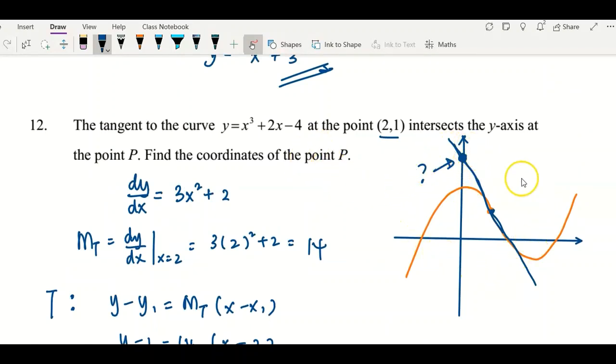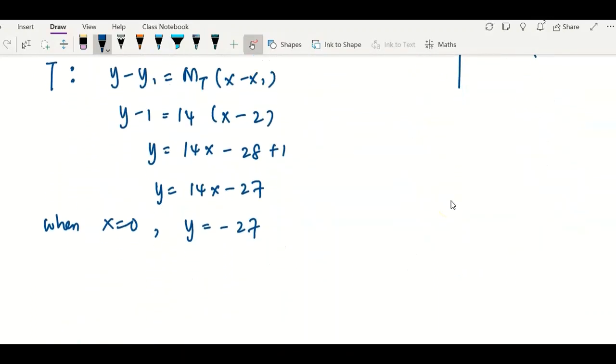So my diagram is just to make you understand the question only. Okay, it's not sketched according to the graph. I just want to let you all understand the question. Okay, it's not accurate.